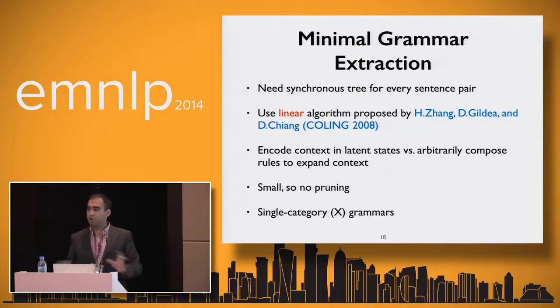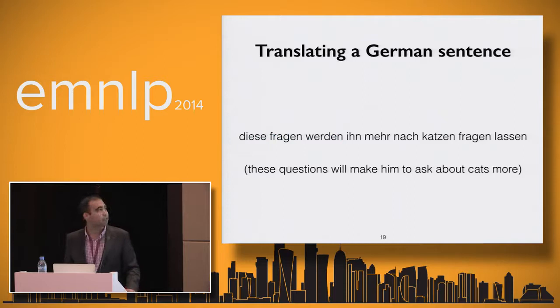So just a brief aside, what do I exactly mean by minimal grammars and how am I extracting them? In this particular case, we use an algorithm from previous work, which I won't get into the details of, but the basic idea is we can extract much smaller grammars, and we encode context not through larger translation rules, but through the latent variables and the latent states, and I'll discuss how we do that through these latent synchronous context-free grammars. These grammars are small, so we don't need to do any pruning during decoding. And as I mentioned before, we're going to restrict ourselves to single category X grammars, in other words, the classic Hiero grammars of David Chiang from 2005/2007.